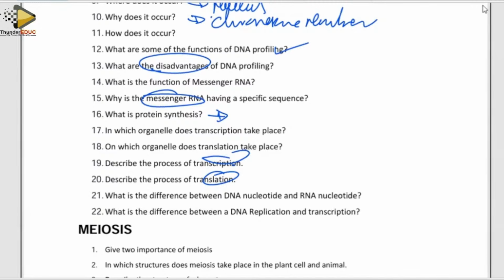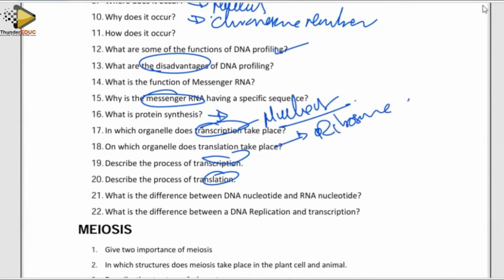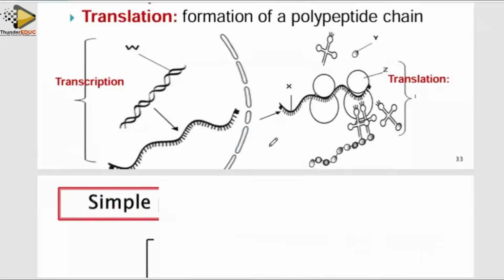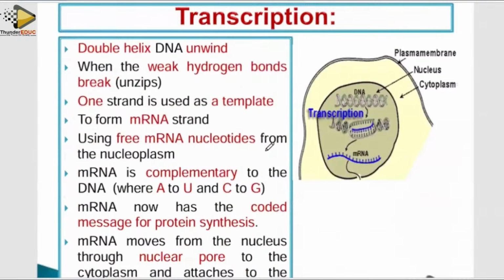In which organelle does transcription take place? The organelle is the nucleus. That is where transcription takes place. On which organelle does translation take place? It occurs on the ribosome. Describe the process of transcription. Here we talk about double helix DNA unwinds, weak hydrogen bonds break to form two separate strands, one acting as a template for formation of messenger RNA using free-floating RNA nucleotides from the nucleoplasm.